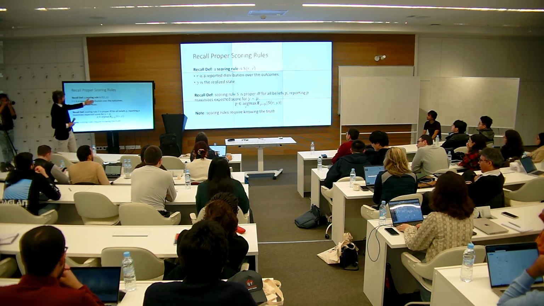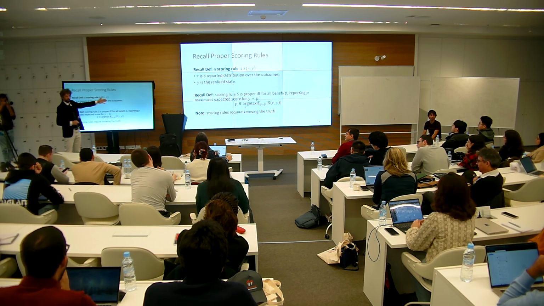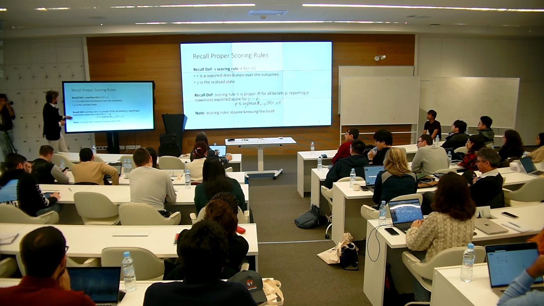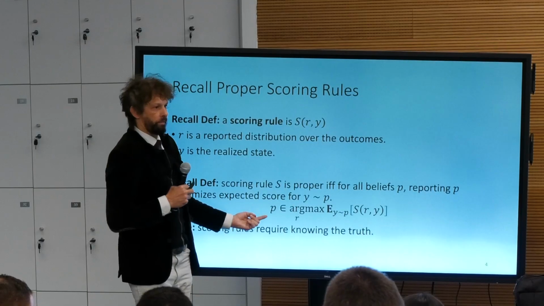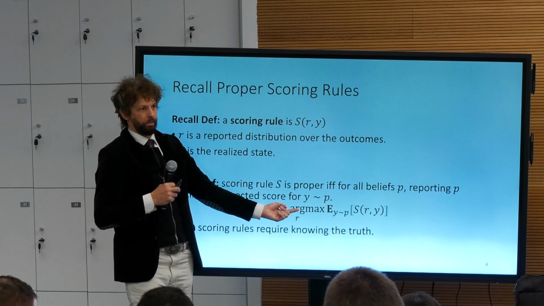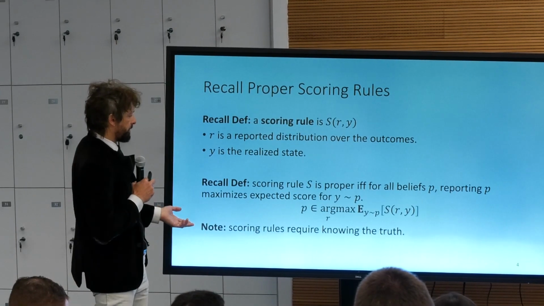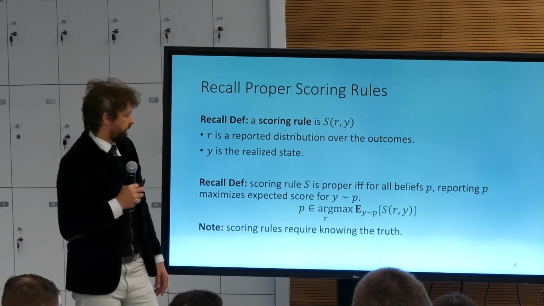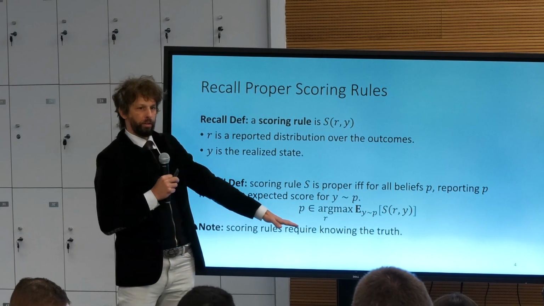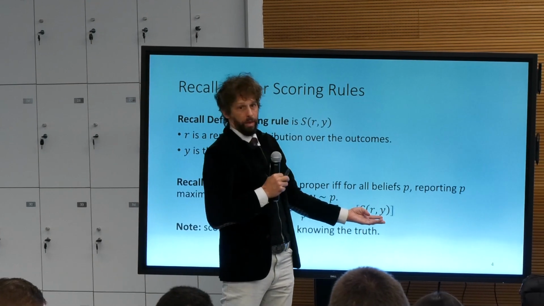So a scoring rule takes a report and the realized state, right? This is if you know the ground truth state. So R is the report, a distribution over outcomes, Y is the realized state. And it's proper if we try to maximize our report in expectation over our true belief P of the score that we get, then the true belief is the maximum. So just reporting our true belief is a good strategy for us. And as someone asked yesterday, scoring rules require knowing the ground truth. There's no way I can implement this function S(R, Y) without knowing Y.